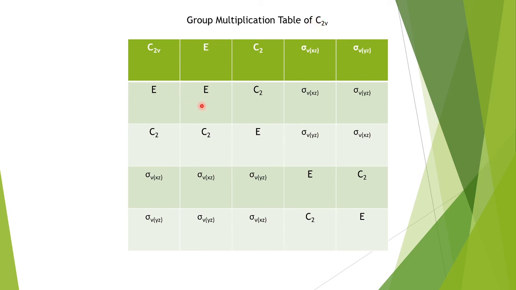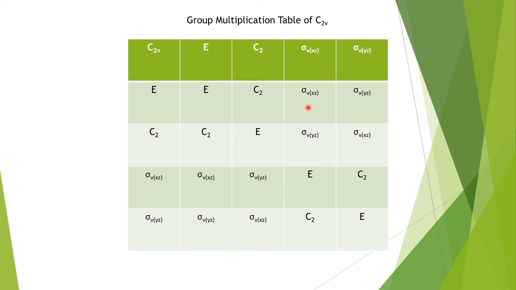There is an easy way to learn this. Only in the C2v point group you can see that the diagonal is all E. In this row we are multiplying by E, so you can write E, C2, sigma v XZ, sigma v YZ. Similarly here you can write E, C2, sigma v XZ and sigma v YZ. Then you will only have to fill these three positions, and here these three positions. That's also easy to find out.